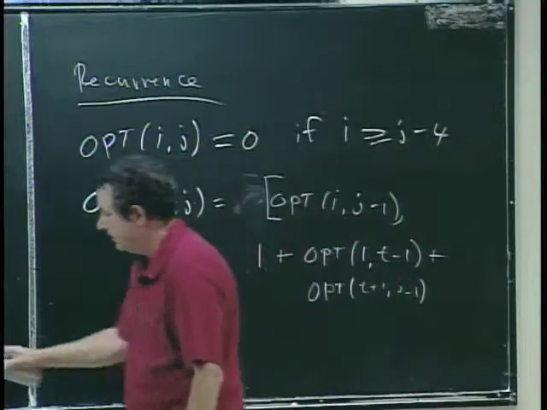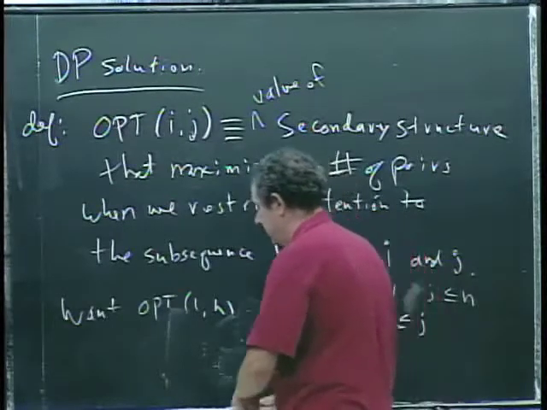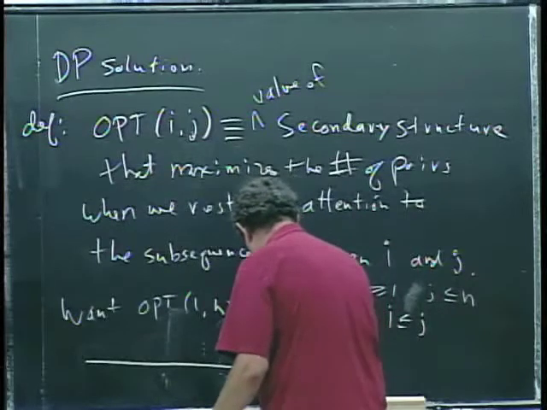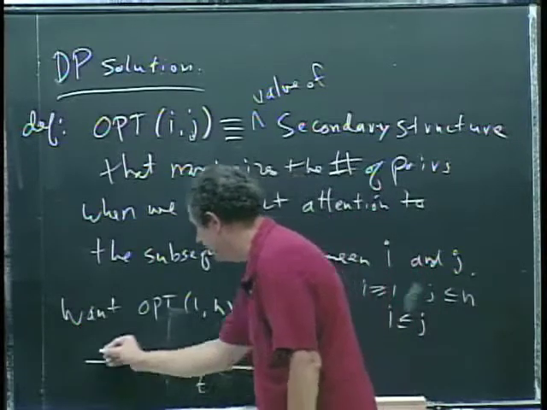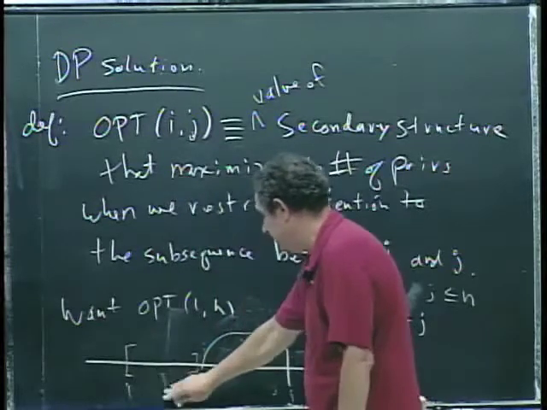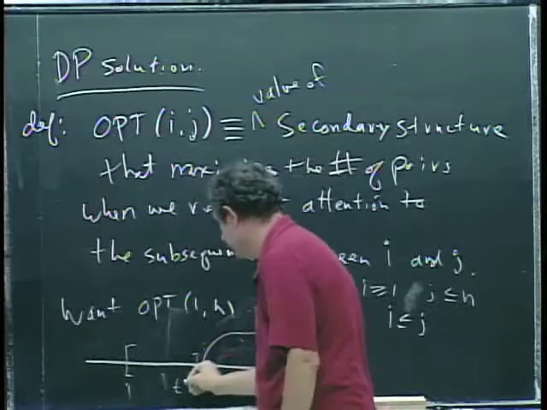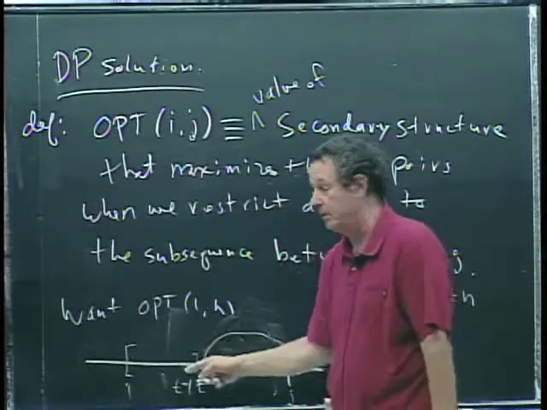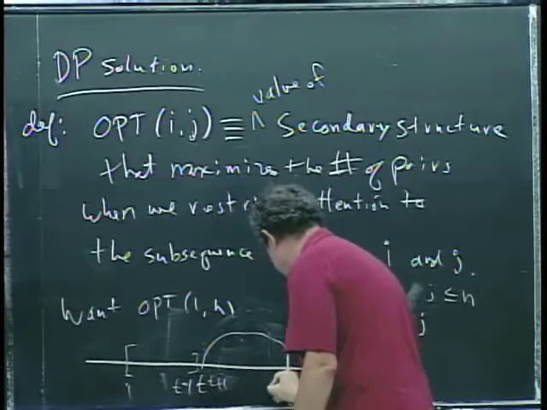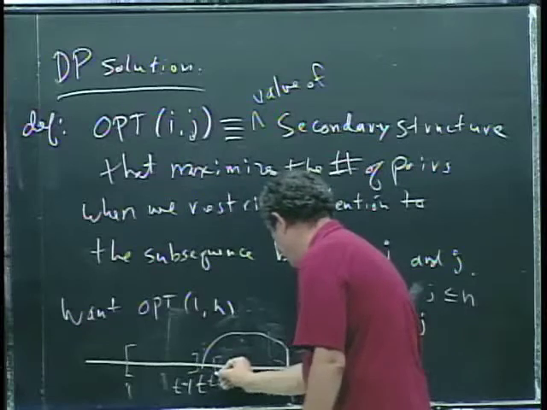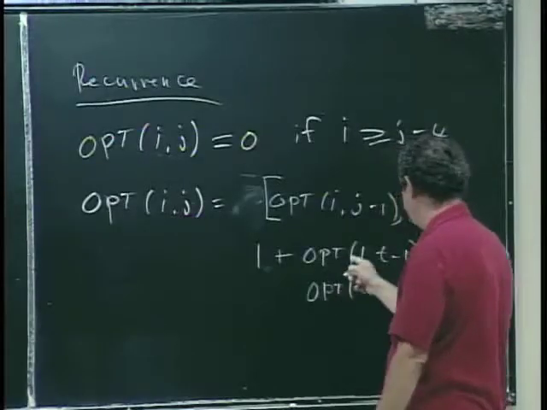So I'm going to redraw this, it's really messy. If you have j matching t, then the only things you can have left over are a permitted secondary structure between i and t minus 1, and you want the best possible one, the one that maximizes the number of pairs in that range. And you can have one from t plus 1 through j minus 1, and you want the best one there. So you get 1 for the tj match, and then the best in here and the best in here.